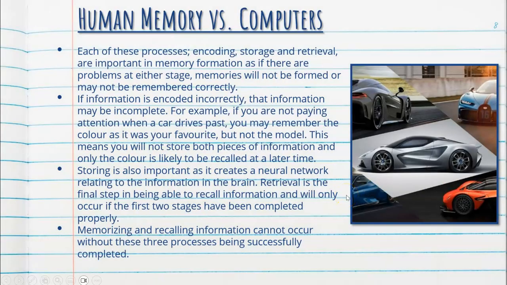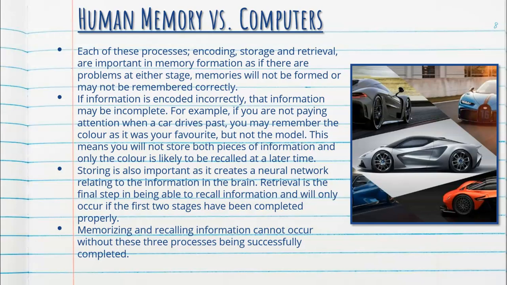Each of these processes, encoding, storage, and retrieval, are important in memory formation. If there are any problems at any stage, memories will not be formed or may not be remembered correctly. If information is encoded incorrectly, that information may be incomplete. If you're not paying attention when a car drives past, for example, you may remember the color as it was your favorite, but you don't remember the model of the car. So you won't be able to store both pieces of information, and only the color is likely to be recalled.